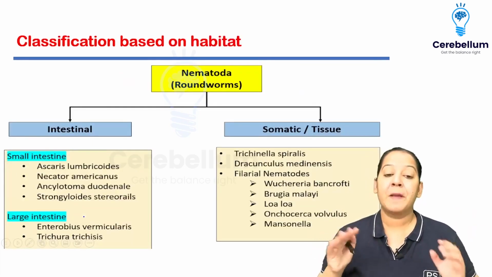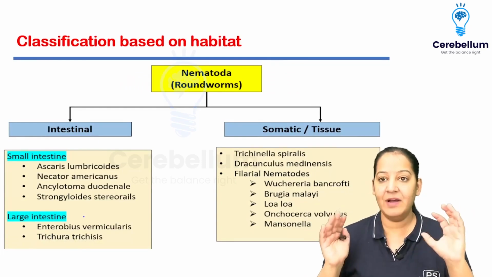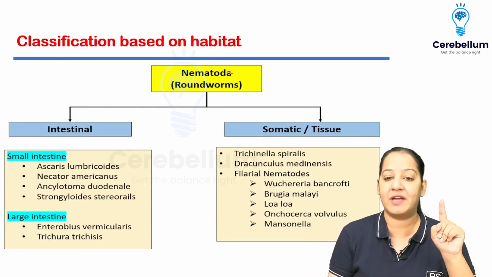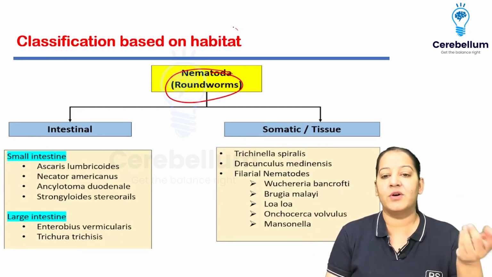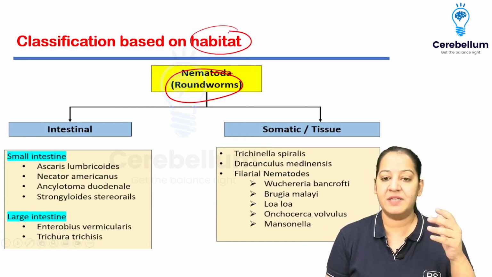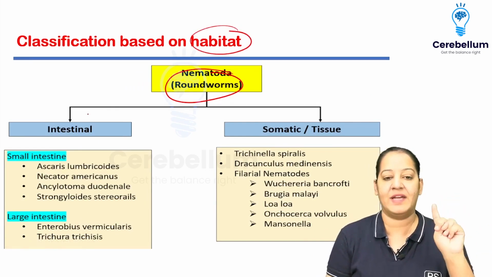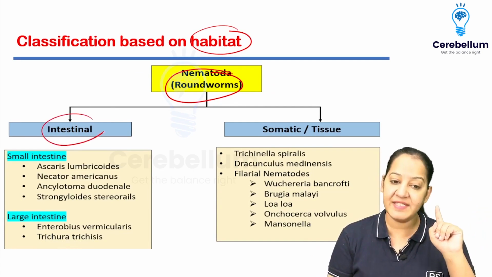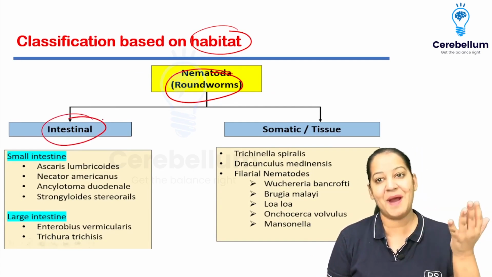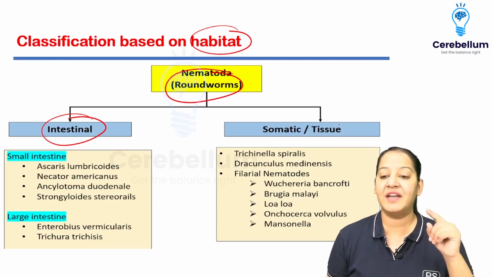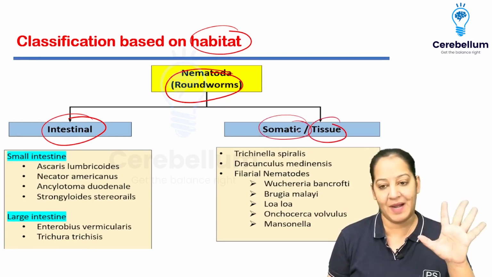Let's start. Before starting the individual worm, have a look at the classification of the nematodes, that is roundworms, based on their habitat. Based on their habitat, we divide the nematodes into two categories. The nematodes which reside in the intestine are known as intestinal nematodes, and the nematodes which reside in tissue are known as tissue or somatic nematodes.